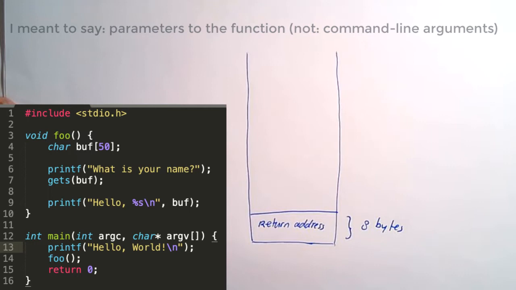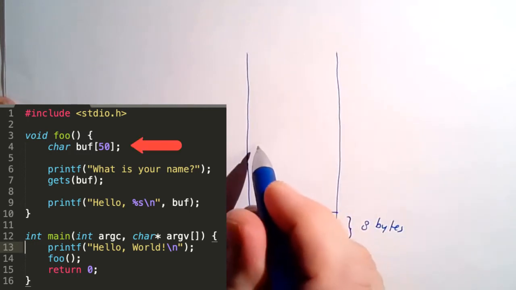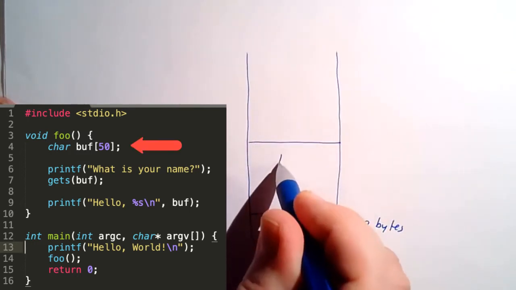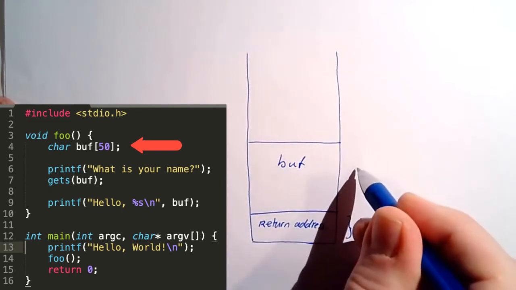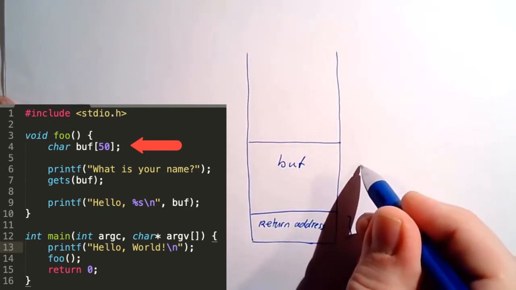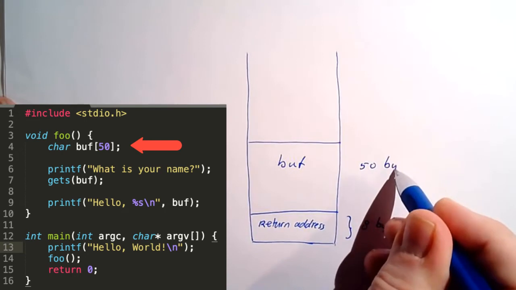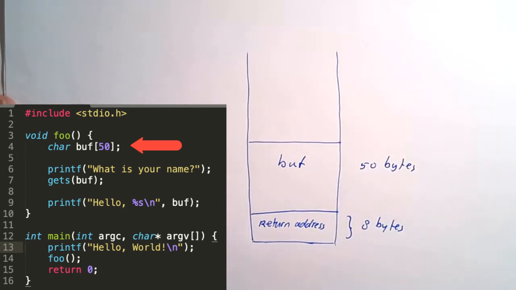And next, we define the first local variable, which in our case is buff. In C, a character is 1 byte long, so I have 50 bytes worth of storage here. And in those 50 bytes, I can start accumulating my string. Remember, C strings are null terminated, which means that I can hold 49 characters plus the null character to signify the end of the string.